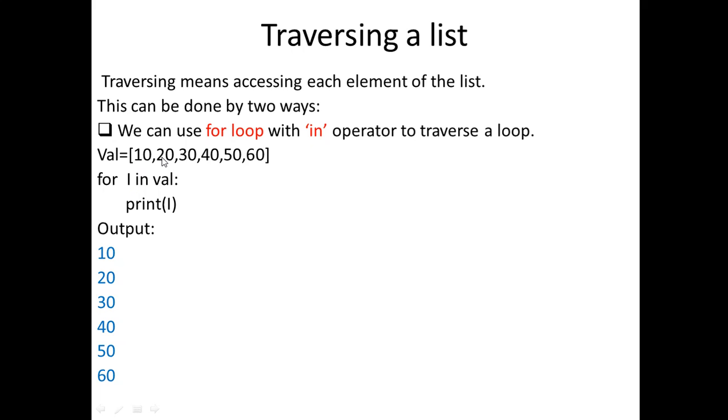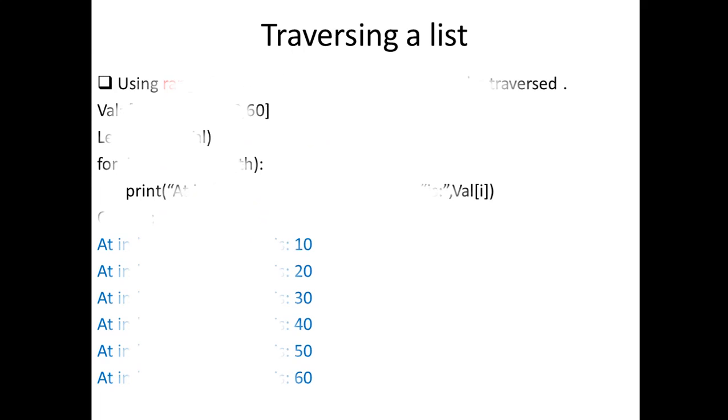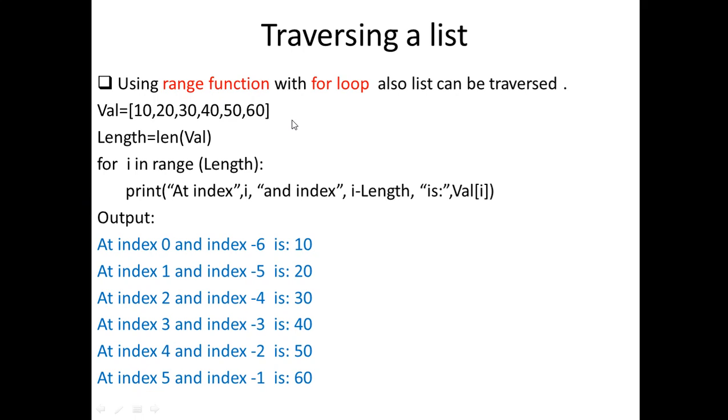The second item of Val is 20, so i will become 20. The third item of Val is 30, so the third value of i will be 30, and so on till the last element gets accessed. So using the for loop with the in operator, the list elements will be accessed. This is the first way to traverse a list. The second way we will see is using the range function with the for loop.